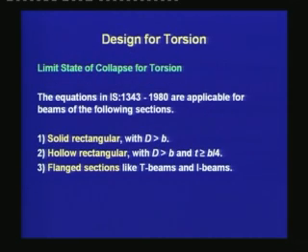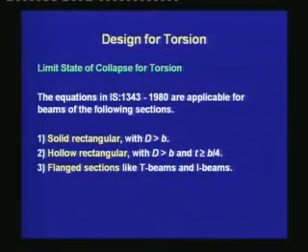The equations in IS 1343-1980 are applicable for beams of the following sections: solid rectangular with D, which represents the depth, greater than B, which represents breadth. In case a member has a larger breadth than the depth, then D will be equated to the larger breadth and B will be equated to the smaller depth. Hence, D is always larger than B in the expressions that we shall see.